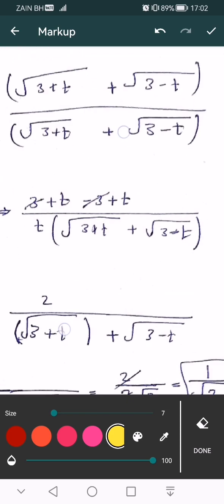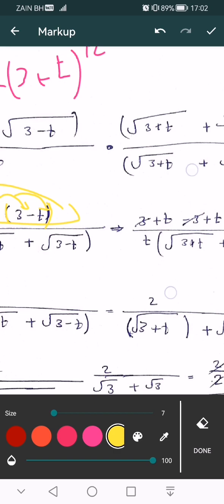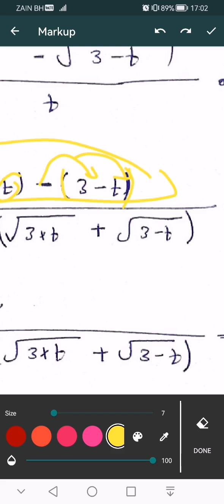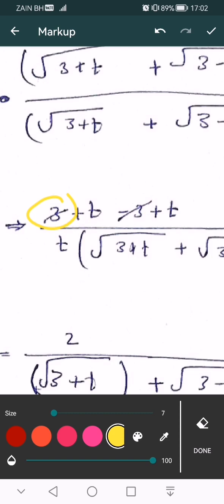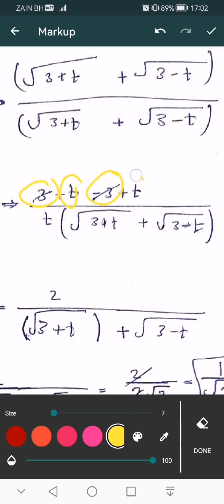After this one you can see here 3 plus t minus, under the bracket, 3 minus t. You can multiply the minus inside the bracket and open the bracket, so you reach 3 plus t minus 3 plus t again. Here you will see that the 3 and minus 3 are gone, they cancel each other, and then you will see that I have t plus t, that means 2t.